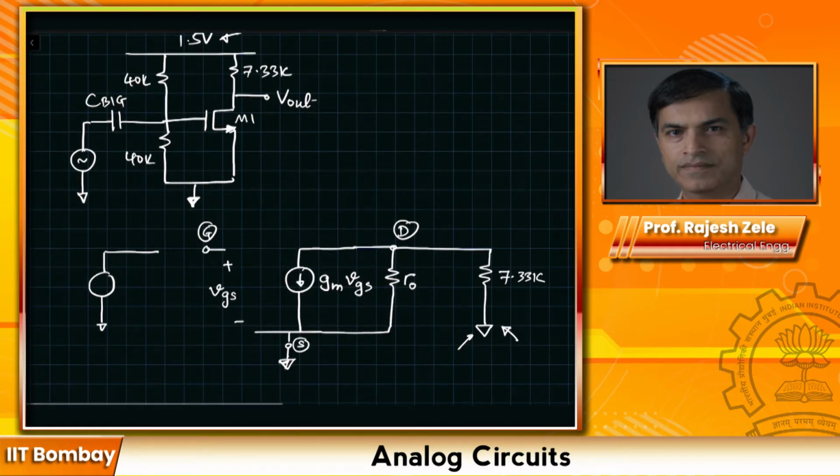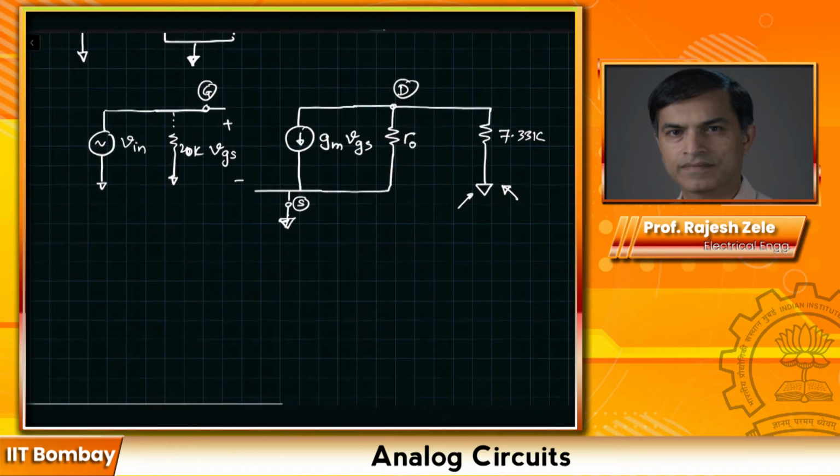And since we said the C big is large enough to be a short for our frequencies of interest, we can connect it directly to the gate. The parallel resistance of 40K and 40K, we can draw as a 20K over here. But it doesn't participate in our AC analysis because this 20K is driven by input voltage source Vin, which in this case we are assuming as an ideal voltage source.